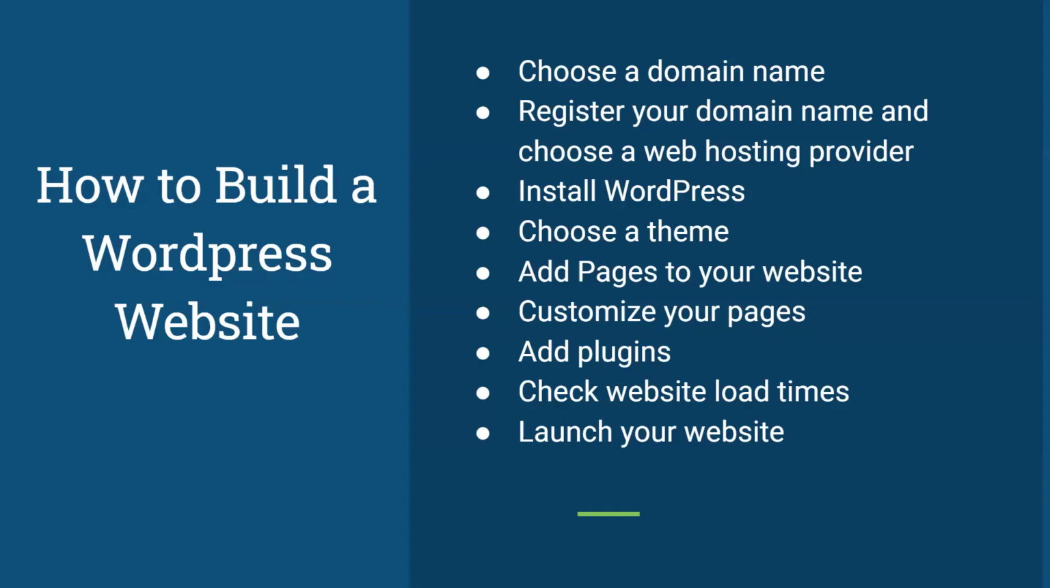After that, we say register your domain name and choose a web hosting provider. After you have chosen your domain name, you register it using WordPress, and it could come in a paid fashion and an unpaid fashion. To have a good website, the best to use is the paid fashion, to have a lot of accessibility and to choose from different types of domain names.